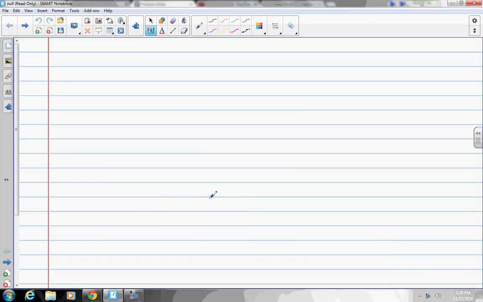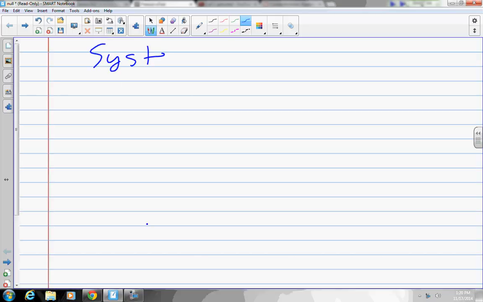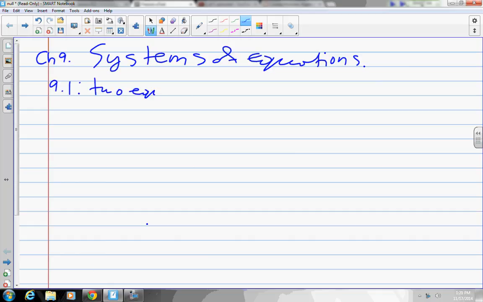Okay, so systems of equations. So that's chapter 9. And today we'll do 9.1. These are the two equations, two unknowns. And I'll refer to them as 2 by 2 systems. Two equations, two unknowns. And 9.2 would be 3 equations.